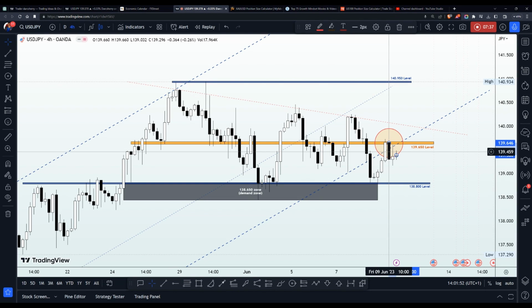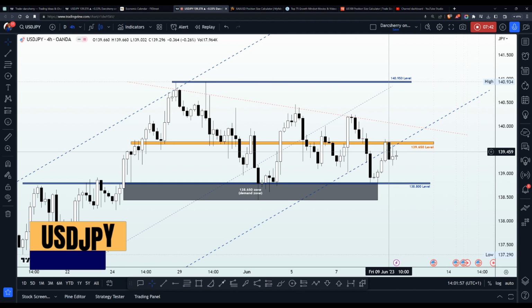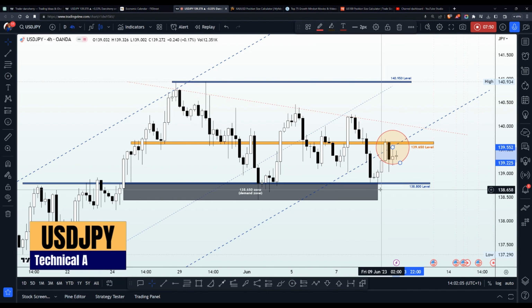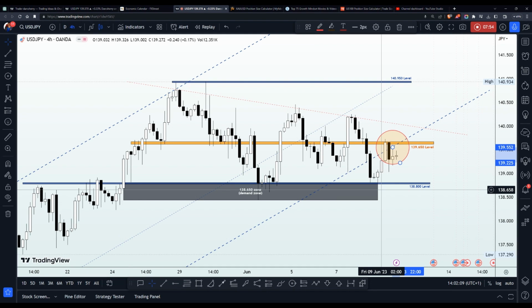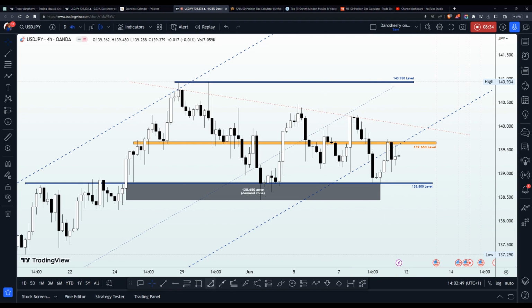So at this point, you will agree that this 139.650 level is a very important area where we need to see how price action will be reacting to this zone at the beginning of the week to determine what our next line of action will be. So these are my views here on the USDJPY.